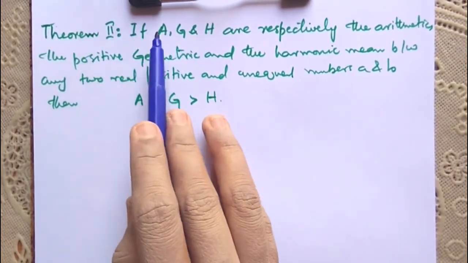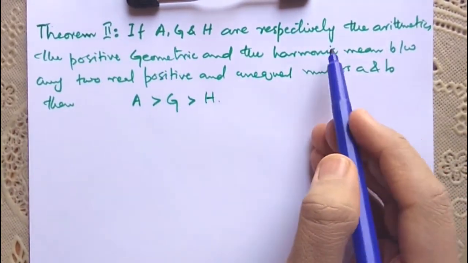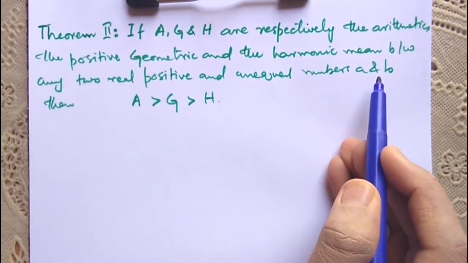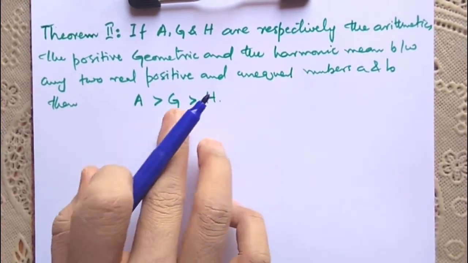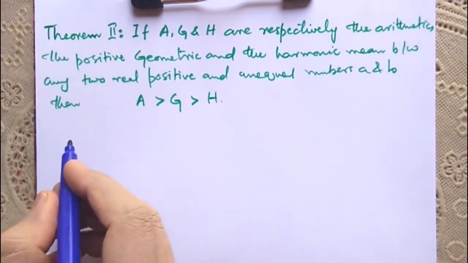Now let's see another theorem. Theorem 2: if A, G and H are respectively the arithmetic, the positive geometric and the harmonic means between any two real, positive and unequal numbers a and b, then A is greater than G and G is greater than H. Means the relation between means is that means are in descending order. So now we prove it.